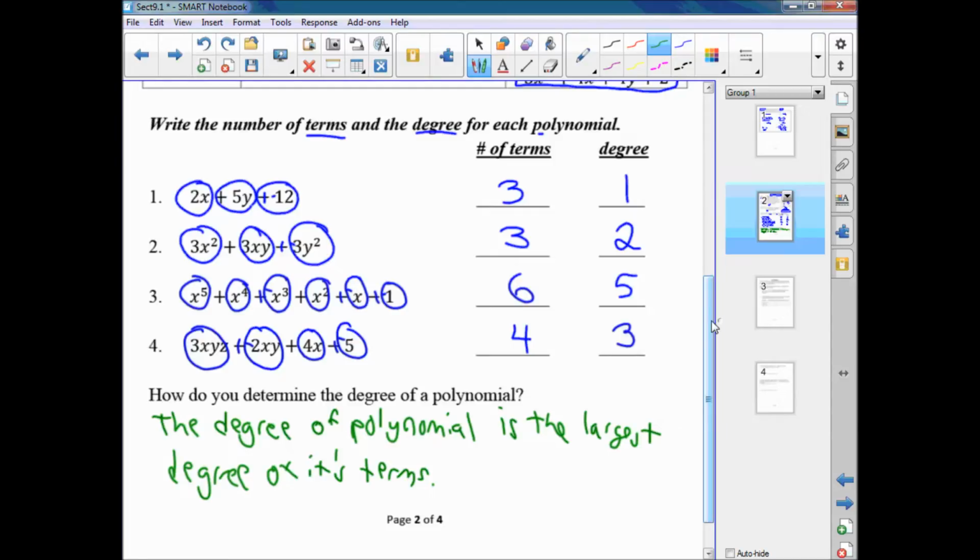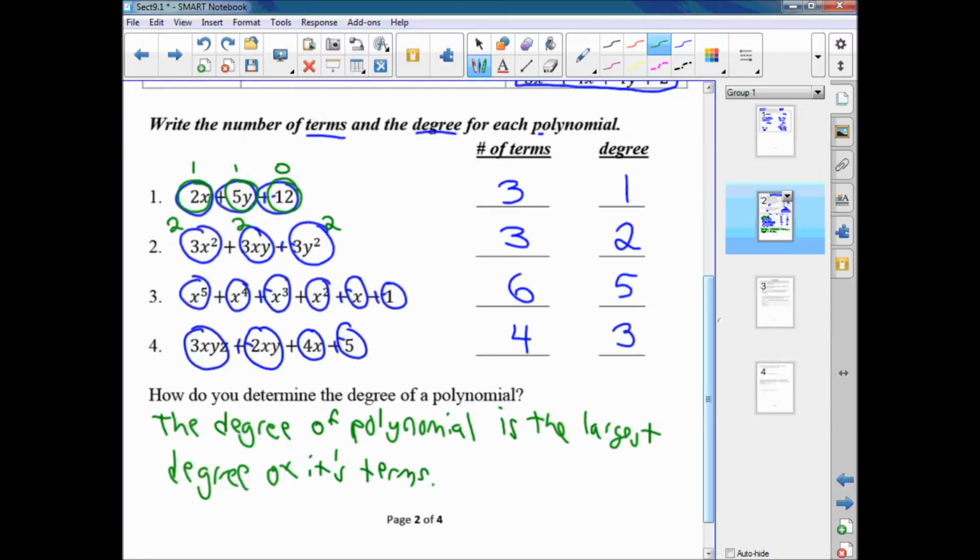So for instance, in our first one, this term, which is a monomial, has a degree of 1. This term, which is a monomial, has a degree of 1. And this constant term on the end has a degree of 0. So the biggest of all those numbers is 1, and that's why the degree of the polynomial is 1. If we look at number 2, the first term has a degree of 2, the second term has a degree of 2, and the third term has a degree of 2. So the degree of the polynomial is the biggest of all those numbers, which is 2.